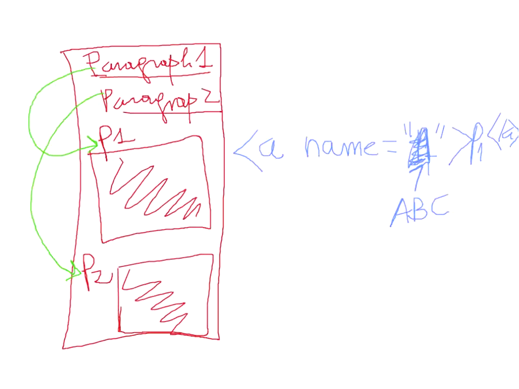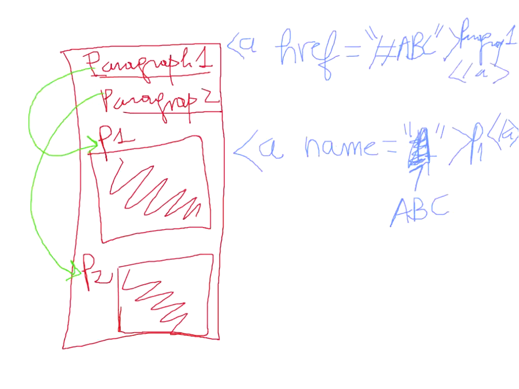Also, if we want that when we click on paragraph 1 we will be moved to it, here we use A, not name but href equal, and here not exercise1.html but hash ABC, and here we write paragraph 1 and closing A.